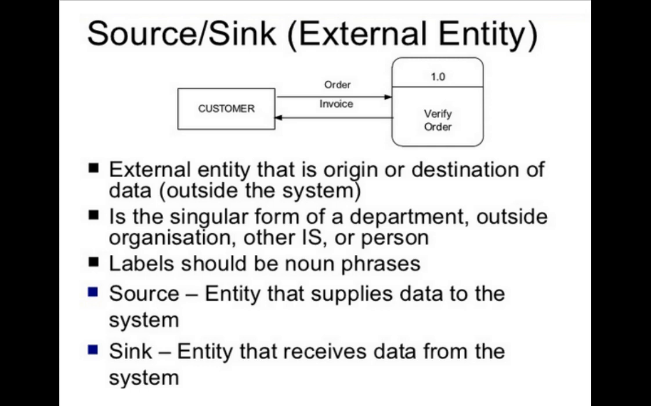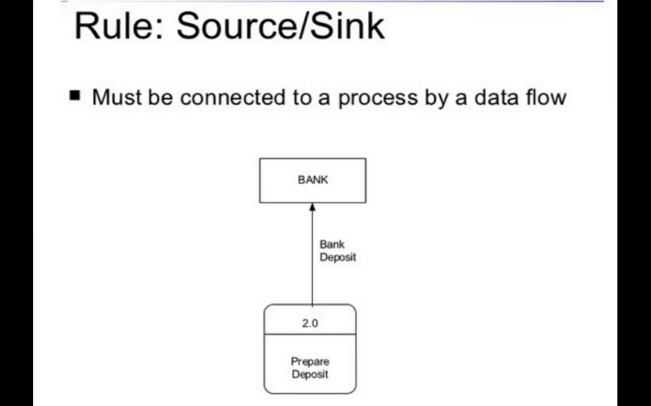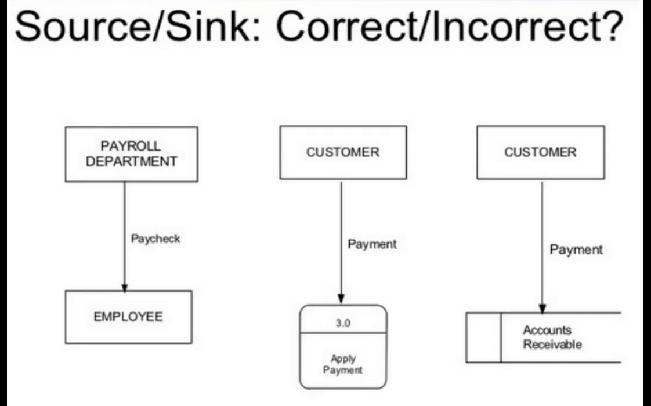Source means the entity that supplies data to the system. Sink means the entity that receives data from the system. A source or sink must be connected to a process by a data flow line. Can you tell which are the correct and incorrect diagrams? In the first diagram, the paycheck flows from the payroll department to the employee, but there is no process.